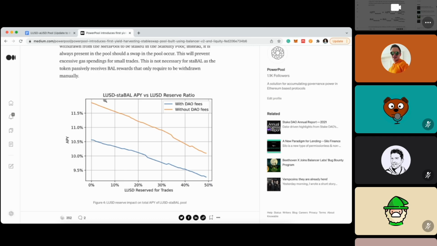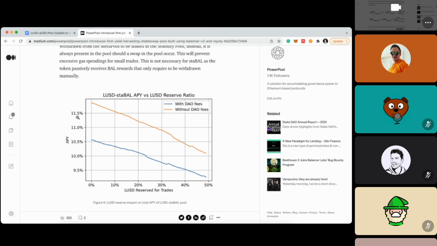We decrease only the LUSD share inside the pool. I mean, even for a 50% LUSD reserve, which is effectively not staked in the stability pool, we have around 9.4% after DAO fees and more than 10% before DAO fees. I think it's a pretty impressive result, because for all this APY, you don't need to have veCRV staked as in the case of Curve. If you want to get at least 10% in a Curve pool, you will find out that you need to stake a lot of veCRV.